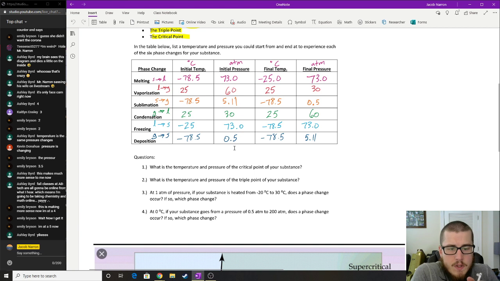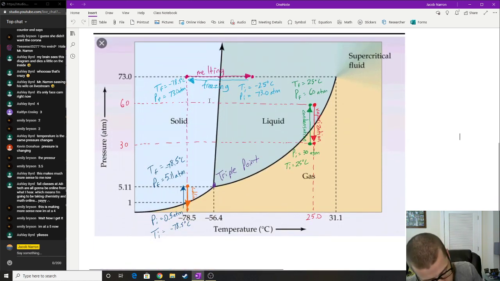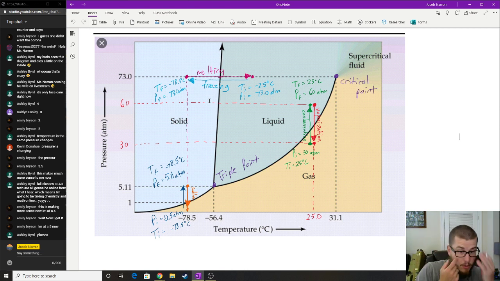Number 1, what is the temperature and pressure of the critical point of your substance? Remember, the critical point is way out here, right here. See that over here? Everybody see it? All right. So that's my critical point, and I didn't label it, and now I'm going to. Okay, so there's my critical point.